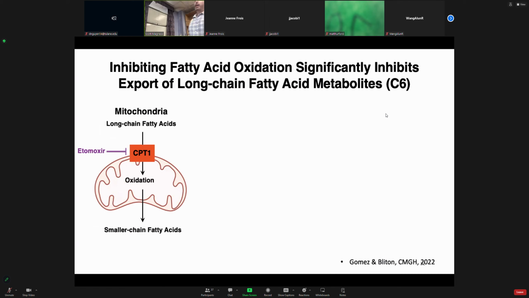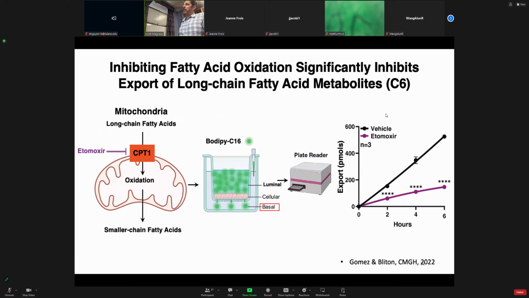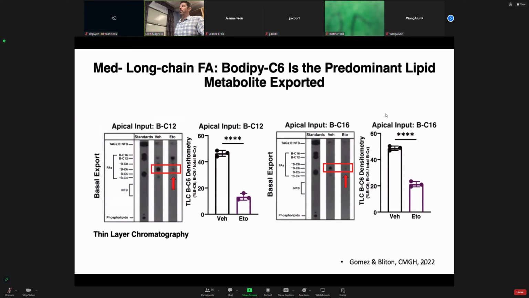And then we tried this with a long chain fatty acid. We put in BODIPY C16, a 16 carbon chain fatty acid, and of course read the basal contents on a plate reader. In this case, when you inhibit with etomoxir, this is the purple line, you can see that there is a definite decrease in the amount of fatty acids that are exported. So again, this shows our system has CPT1, it's inhibitable, and it's producing the metabolic profile of beta oxidation that we would have predicted.